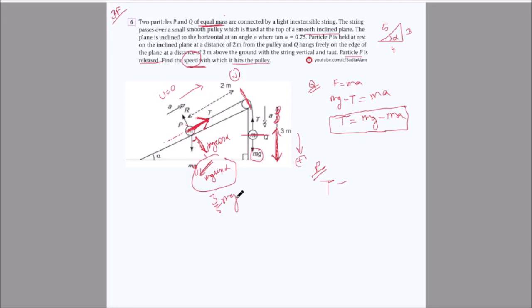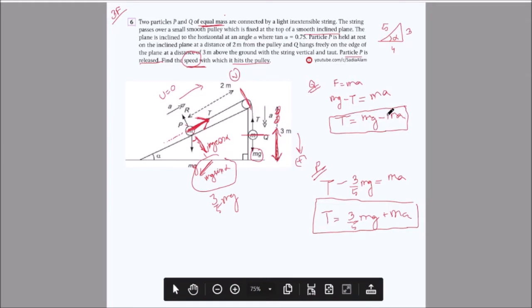Okay, so 3 by 5 mg, so I am replacing this value here, 3 by 5 mg. So tension minus component of weight equals ma. So from here you get 3 by 5 mg plus ma. So that's my second equation. So if I just equate them, the equations are in terms of a, g and m, all the three letters. Okay, so mg minus ma equals 3 by 5 mg plus ma.